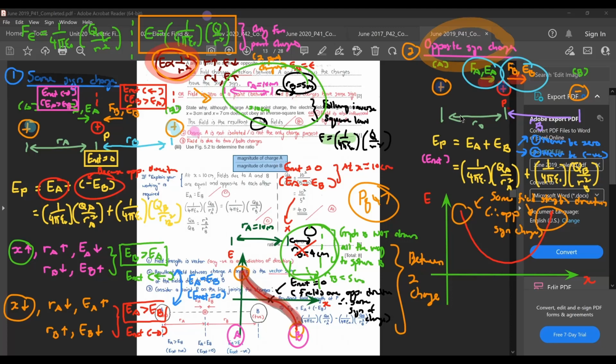Once you have that, this is what you get. The ratio of QA to QB is the ratio of RA squared to RB squared. It will be 10 squared to 5 squared, giving you 4.0. So this is your final answer.